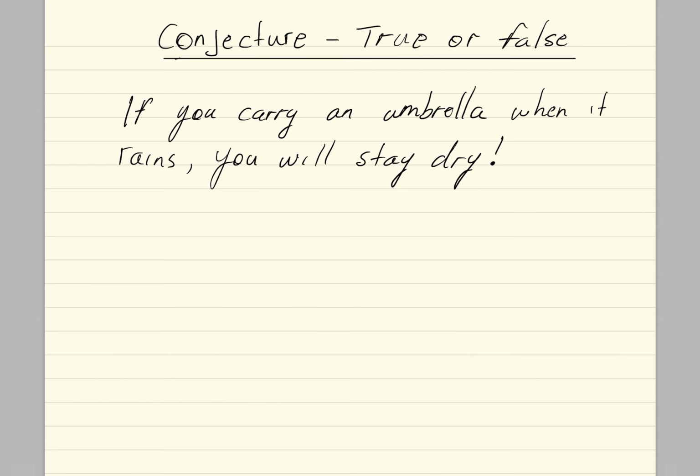It's based on experience. It's based on patterns that we've seen. But we can't say that it's true in all situations. So in order to prove a conjecture is true, you need to show that it is true for all cases. Cases meaning situations, really.